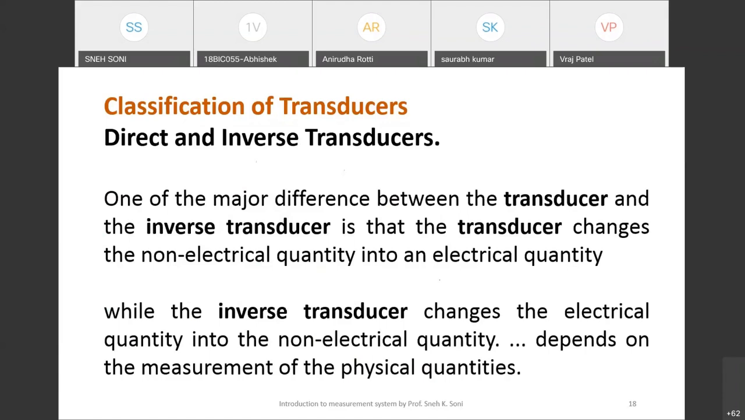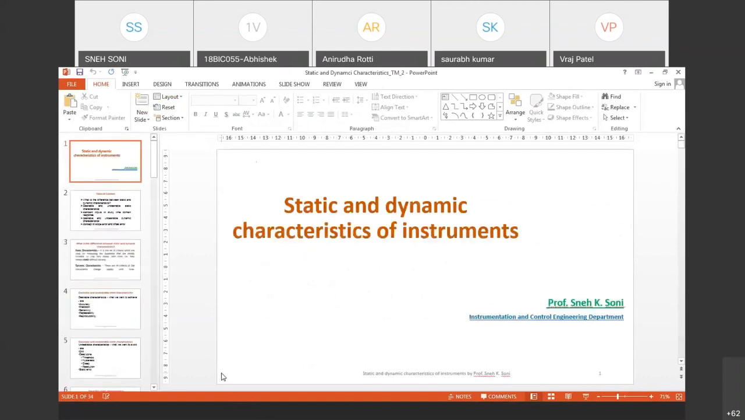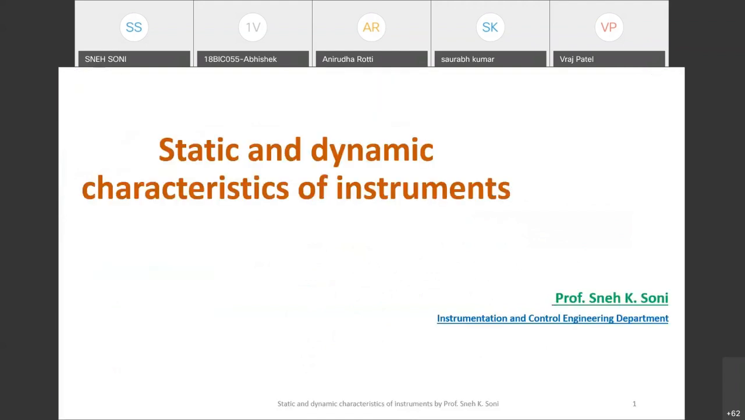Yes, great. So thus we have classified the transducers in 4 different categories, and that is an overview for you to understand the classification of transducer. Now, after understanding about classification of transducer, we are moving to the next topic, right? So the classification of transducer was your first topic, and now we are going to a very important topic, that is static and dynamic characteristics of an instrument.